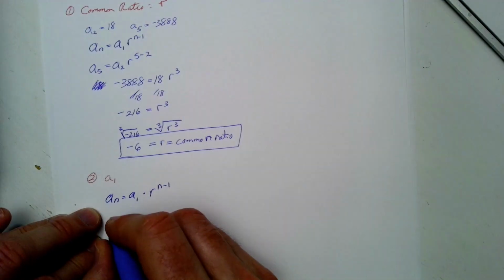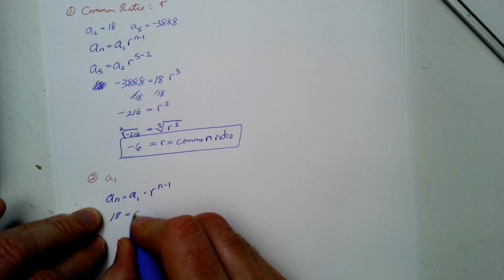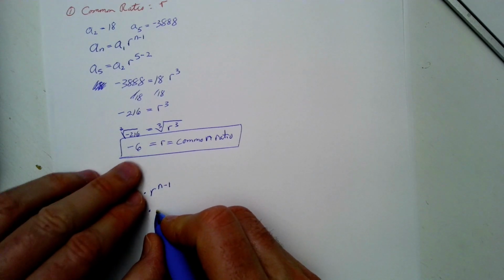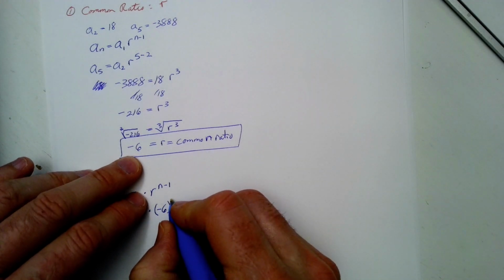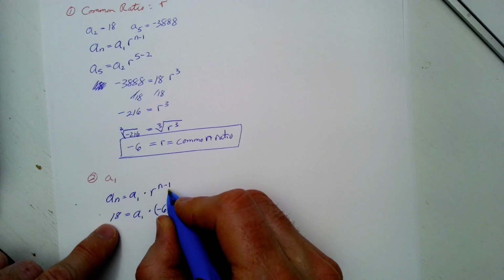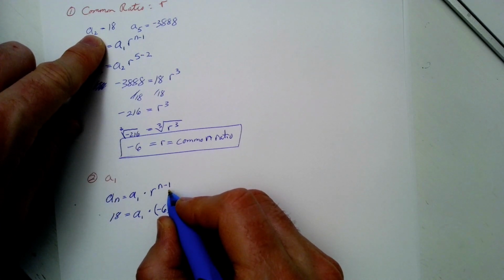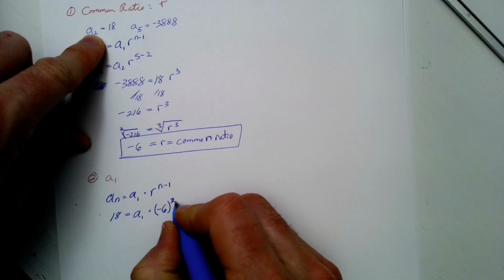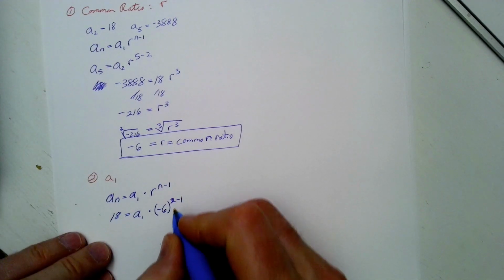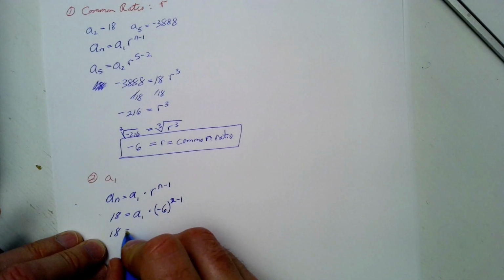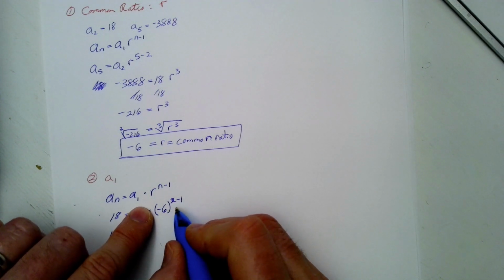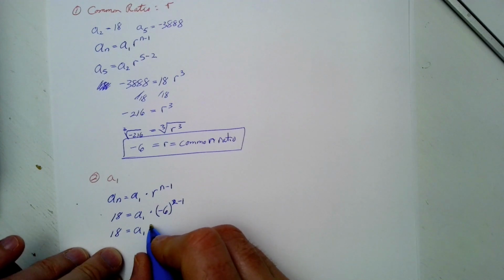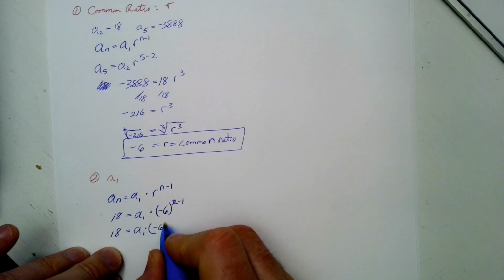Let's go ahead and use a2. It's a smaller number, okay? So 18 equals a1 times our r, and I'll put that in parentheses just to make it really clear, negative 6, to the n minus 1 power, and our n here is 2. So 2 minus 1. So we have 18 equals a1. Now, 2 minus 1 is 1. Any number to the first power is itself. So we have a1 times negative 6.